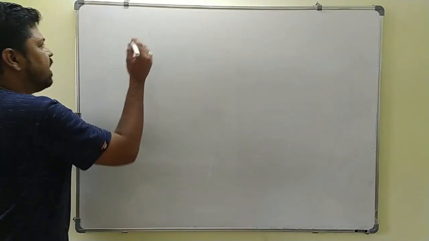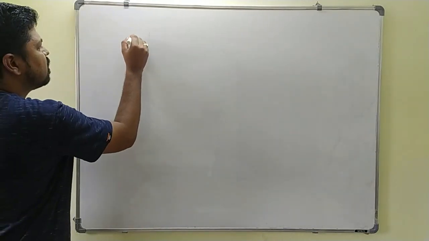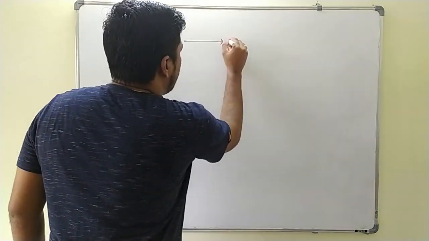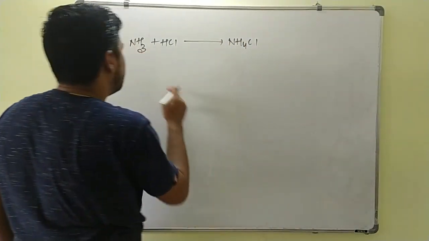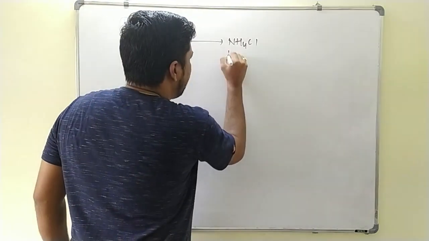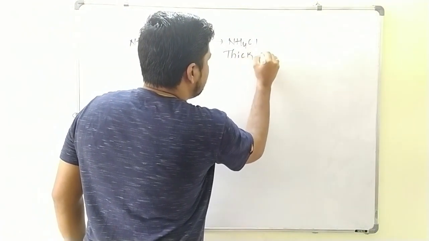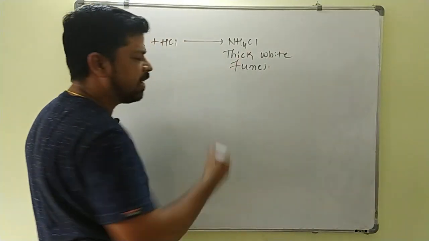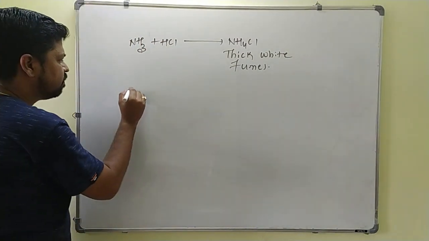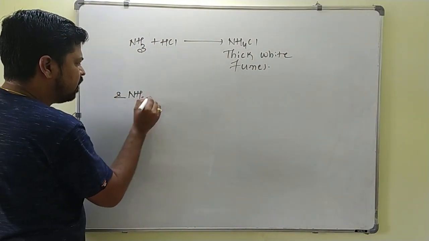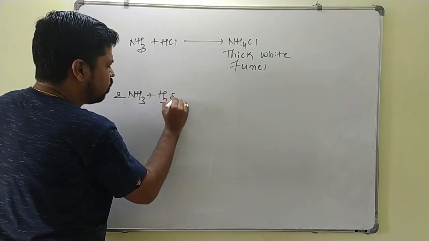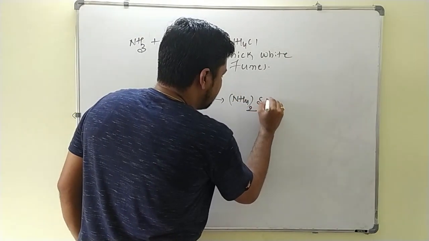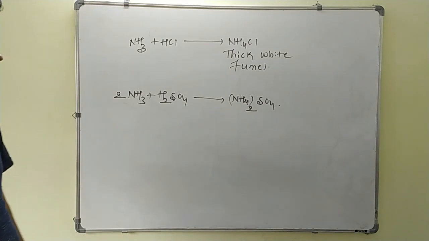Next reaction we will write. Ammonia, being basic in nature, will react with acids to form ammonium salts. First, ammonia reacts with HCl to form ammonium chloride, so that with HCl ammonia gives thick white fumes. Already you have done it in the practical. Next, 2 moles of ammonia react with H2SO4 forming ammonium sulfate, (NH4)2SO4. This is the basic property of ammonia.